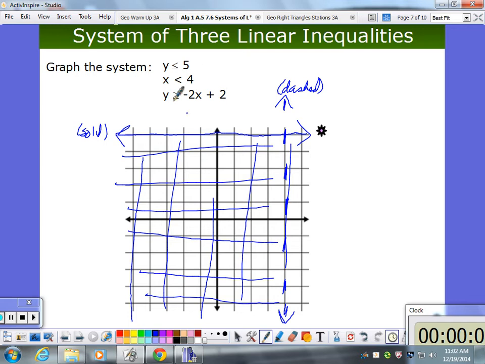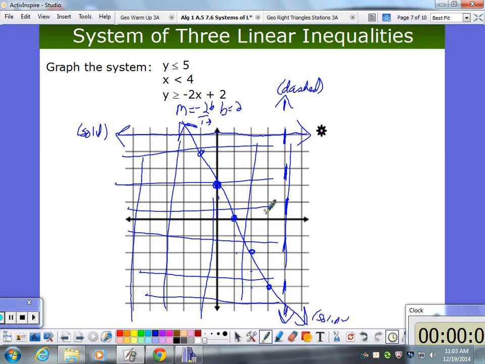Now I'm going to do this one. Let's see, m is -2 and b is +2. So I go to 2. This says go down to the right one, down to the right one, down to the right one, down to the right one, or up to the left one. And then solid or dashed. Okay, doing it. There's a solid one there.